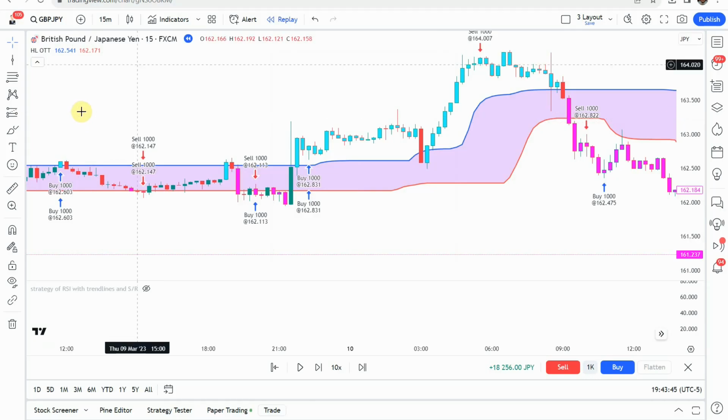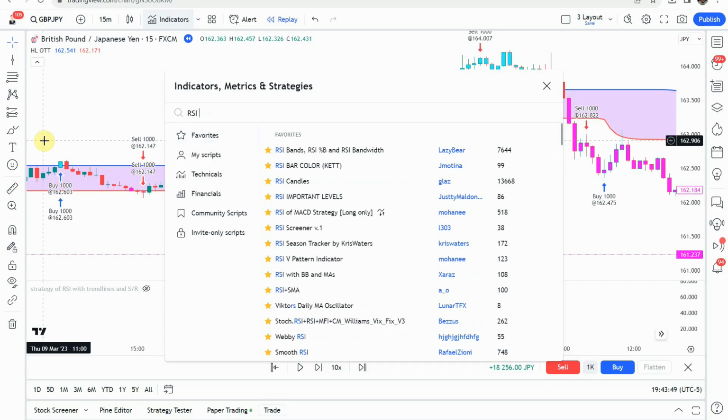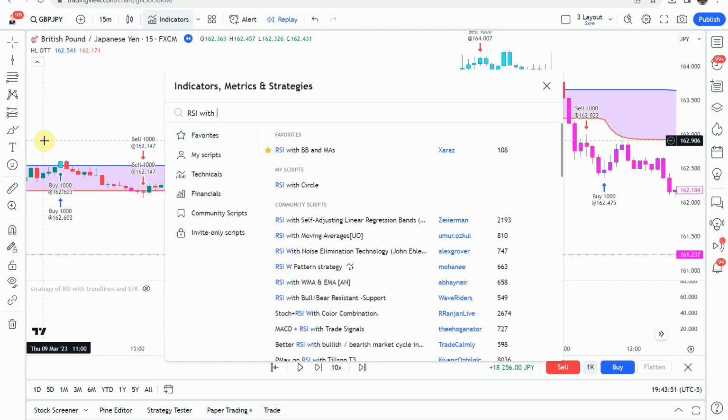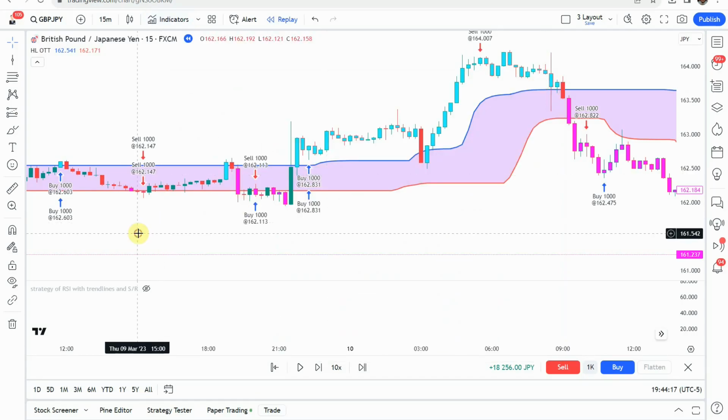And then the next indicator you will add to screen is going to be the RSI with trend lines. And it's going to be this one right here. It's this strategy of RSI with trend lines and SR.